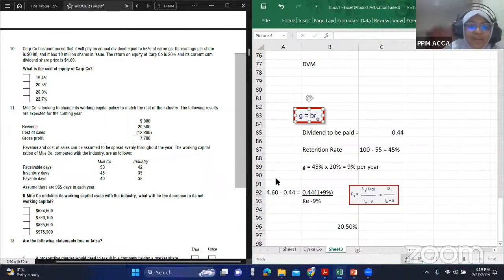If it is Gordon's growth, then you will have something to do with the retention rate or the payout rate. And there will be some return on equity or an ARR or a ROC, some profit percentage will be there. Okay, so only then you can get g by multiplying the retention rate and that profit. Then you get g and you can put in the figures in the normal DVM equation. So the answer will be B here.